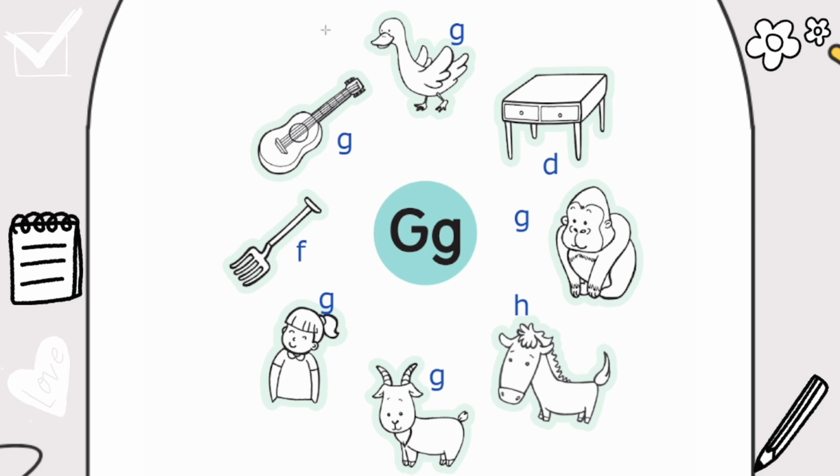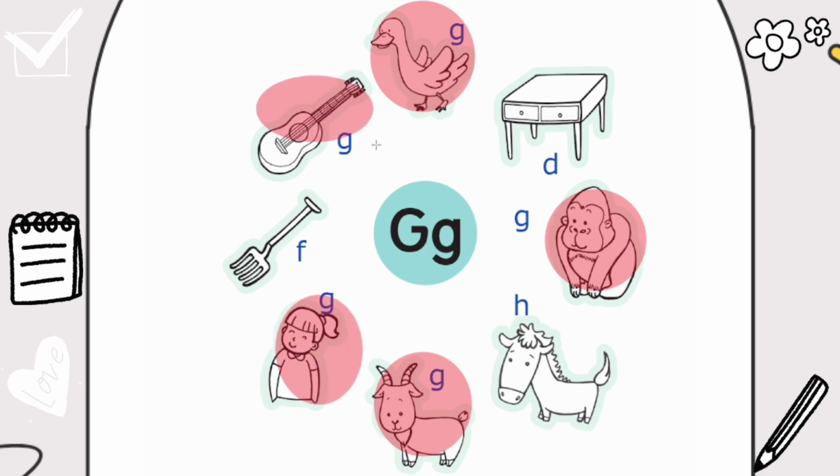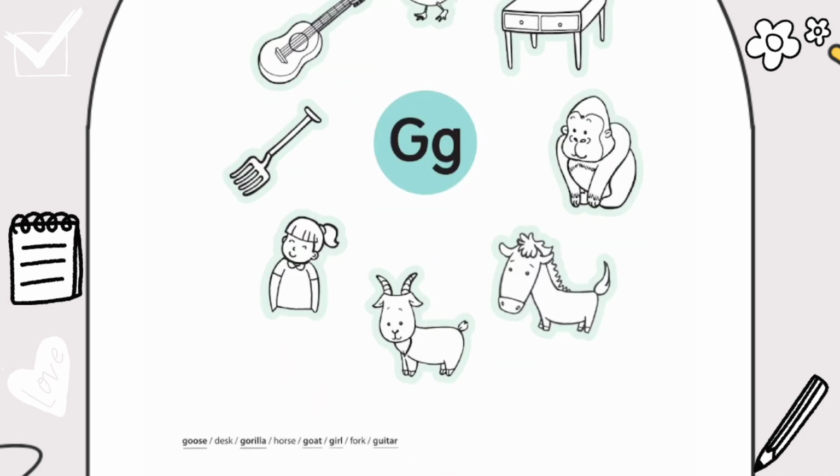G, g, goose. G, g, gorilla. G, g, goat. G, g, girl. G, g, guitar. Fabulous. All right, everyone, let's go to the next page.